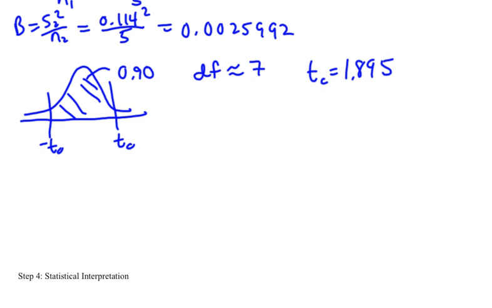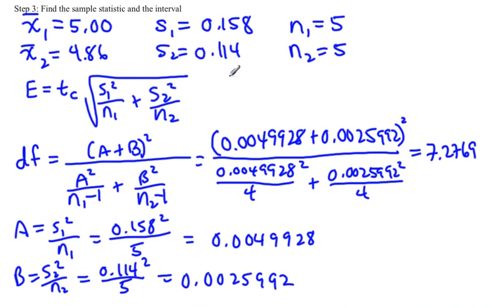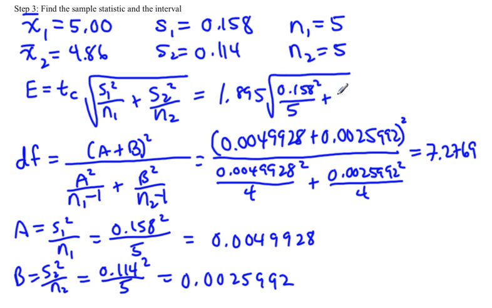All right, now that we have all that, we can stick this into the formula. So we have 1.895 as our T sub C. S1 would be 1.58, and then you're going to square it, divided by 5. S2 would be 0.114, you're going to square that, divided by 5. And then when you calculate that, that ends up to be 0.17.